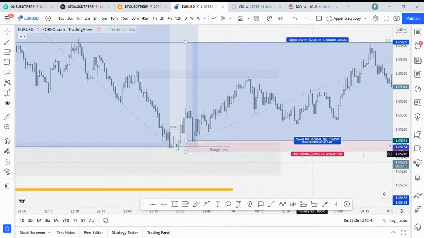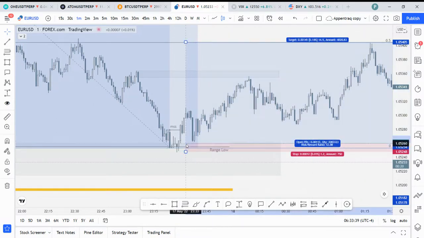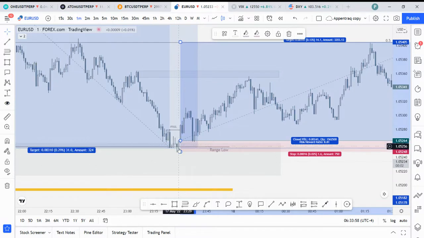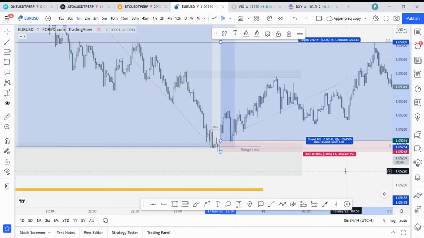I entered here, and I could have used this candle and I would not have been picked. But because of this fair value gap, this candle has a higher probability of holding. What I'm saying is because of this fair value gap, it might end up not getting here. So that was why I used this candle. Sometimes I might have even used this candle, but I used this candle this time around and I got picked.